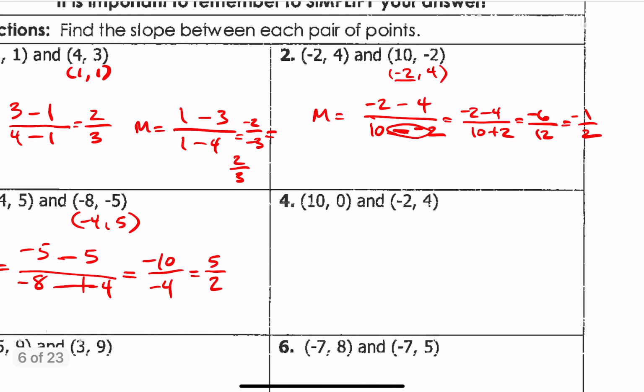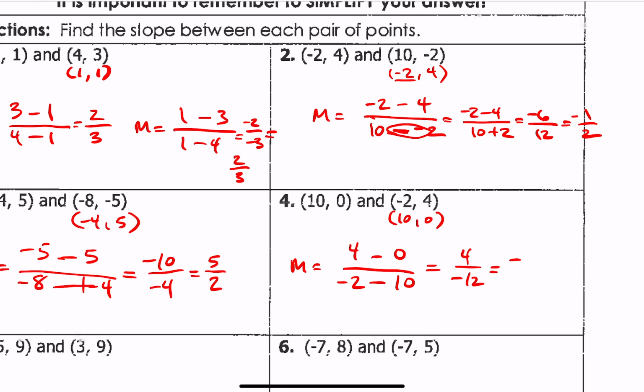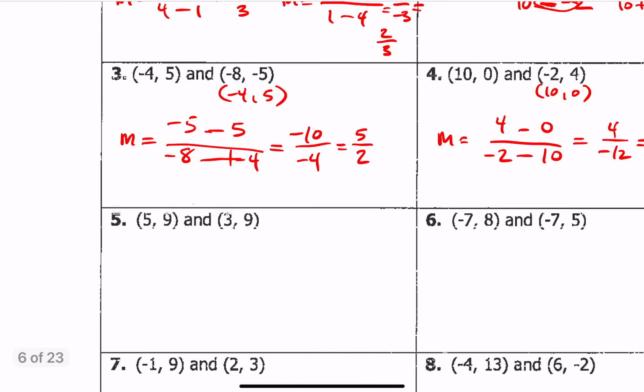Okay, number 4. Again, set it up. I'm going to stack my points so I can see it more clearly. On the top of the fraction, it's going to be 4 minus 0. On the bottom, it's going to be -2 minus 10. 4 minus 0 is 4. -2 minus 10 is -12. This is going to be a negative value because the bottom's negative, so it's going to be a negative slope, and they both have 4 as a common factor. So 4 divided by 4 is 1, and 12 divided by 4 is 3. So -1/3 is that slope.